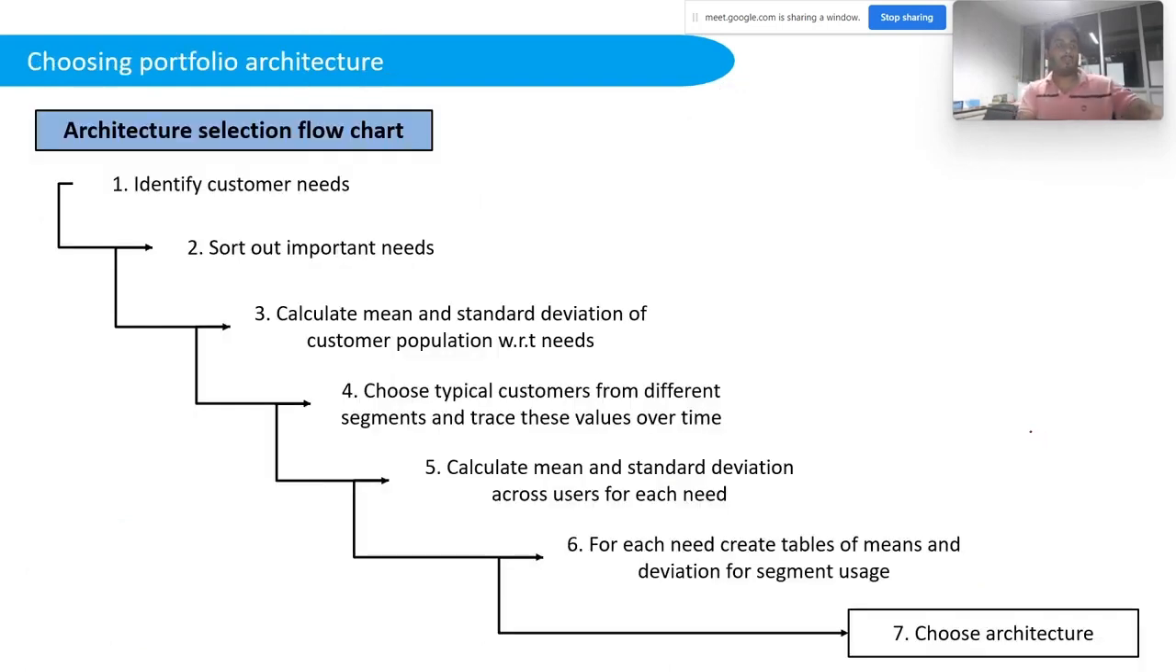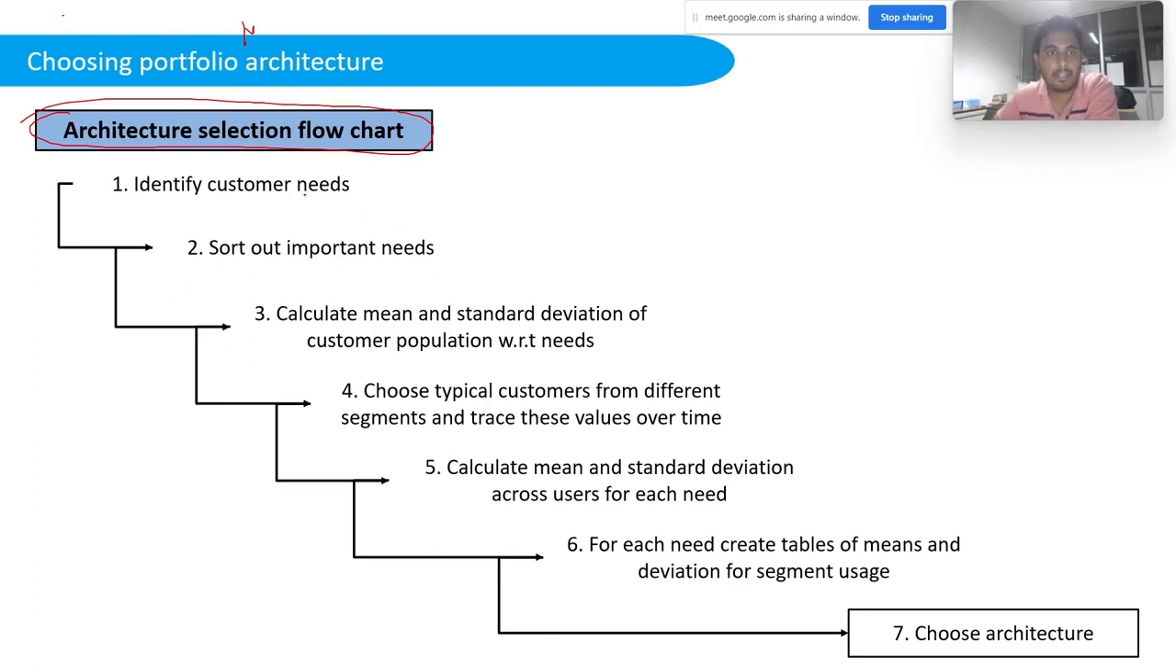Okay, so these are the different portfolio architectures that we come across. However, one needs to know how to choose between these various architecture types for your particular product. So for that purpose, we use something called an architecture selection flowchart.